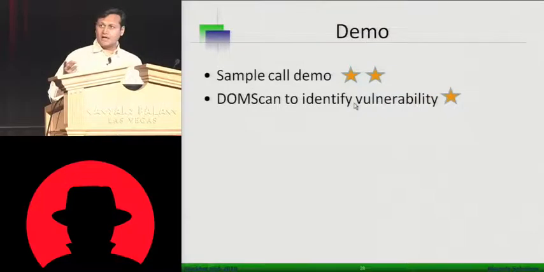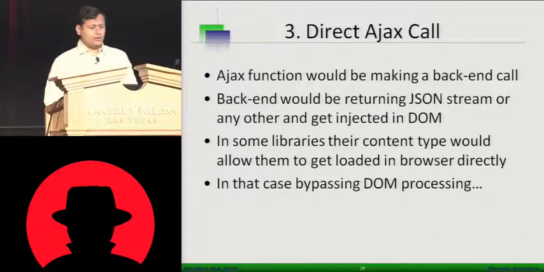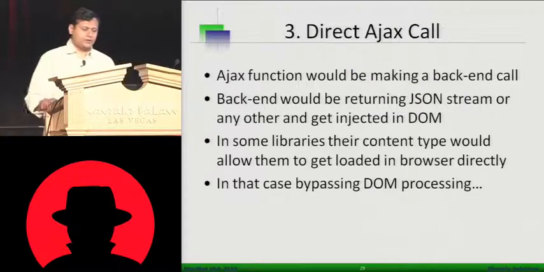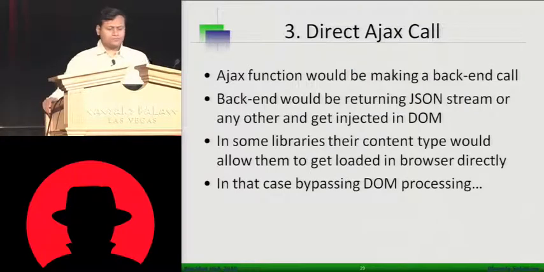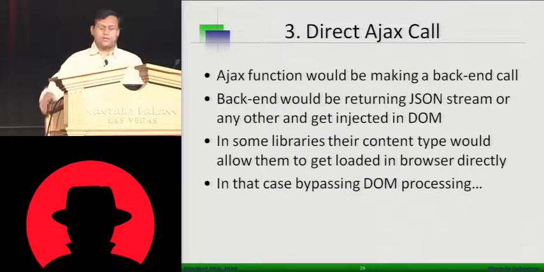Okay, so this is the second category of DOM-based cross-site scripting here. The third is very interesting, where you have a direct AJAX call. So you have an AJAX function which is making a backend call. The backend call would return a JSON stream or anything else, and then it gets injected into the DOM. This is how the application is designed.